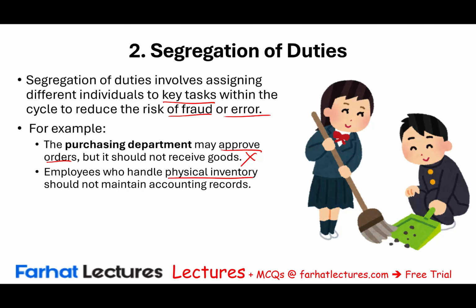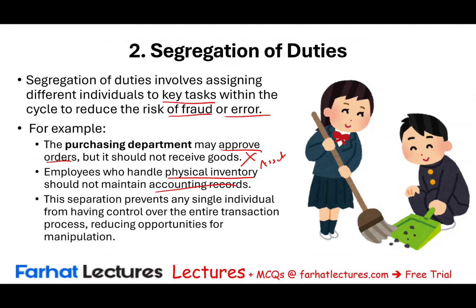Employees who handle physical inventory should not maintain accounting records. For that matter, employees handling practically any asset should not have access to the accounting records. In other words, access means they can change the accounting records. Why? Because if you have access to both, you can steal with one hand and cover with the other hand. So this segregation prevents any single individual from having control over the entire transaction process, reducing opportunities for manipulation. Segregation of duties works in all cycles, and in the acquisition and payment cycle it is definitely very, very useful.